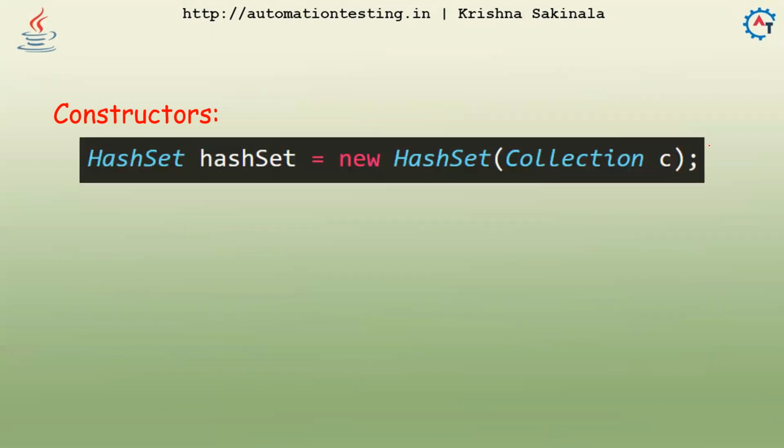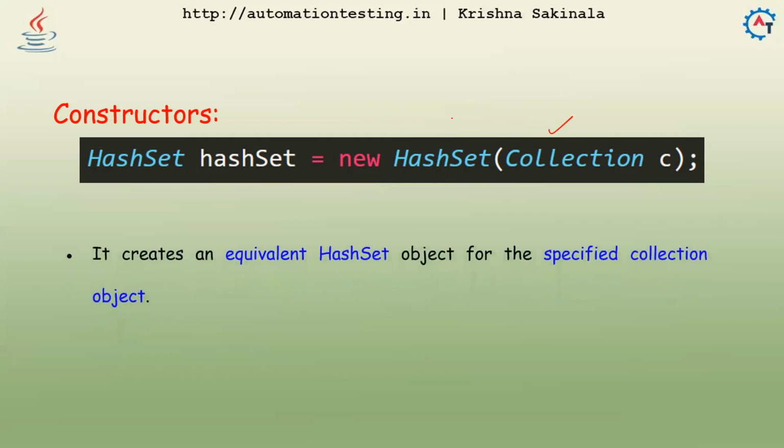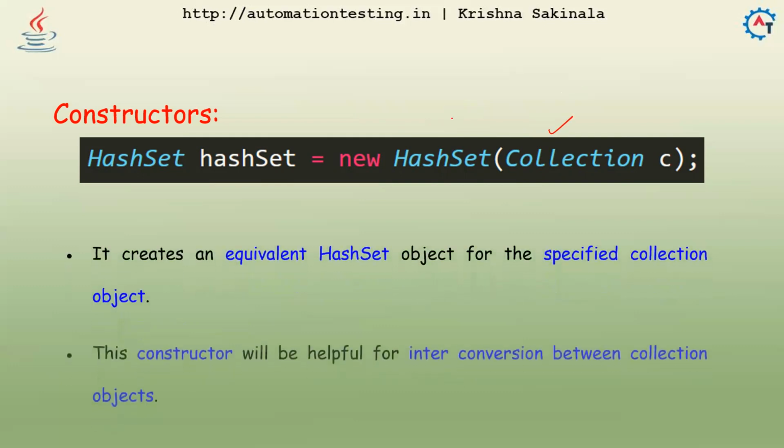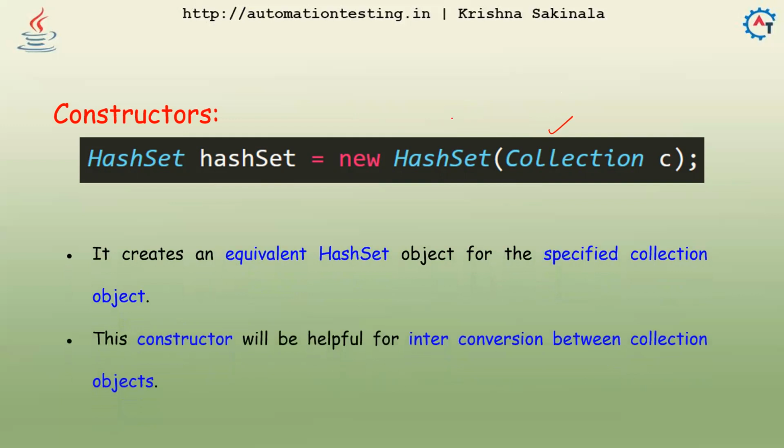You can decide that. Okay. So another constructor is very common, where you pass a collection object to this HashSet. It creates an equivalent HashSet object for the specified collection object. This constructor will be helpful for interconversion between collection objects. If you mention a list here, an equivalent HashSet will be created. That's how it will work. These are all the constructors available in the HashSet.